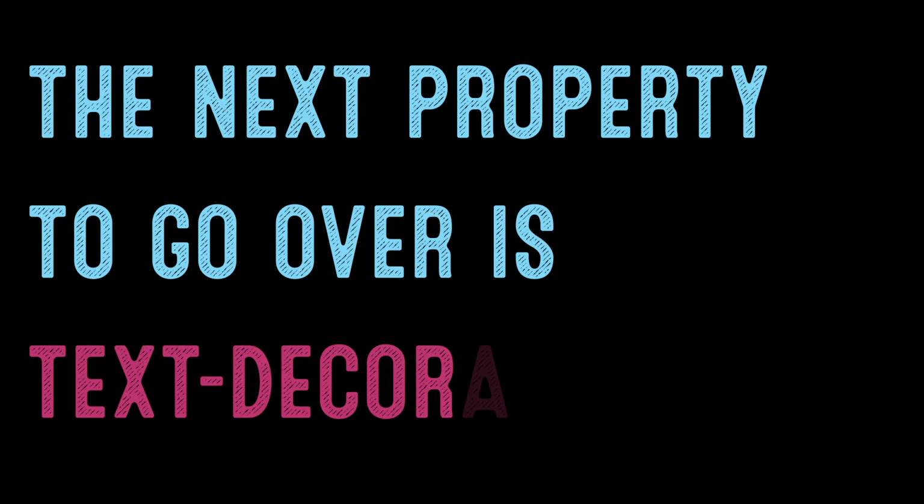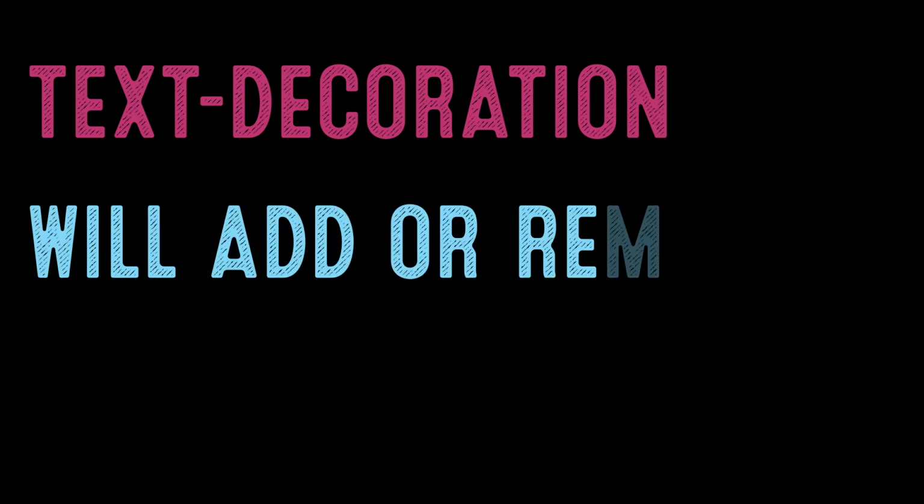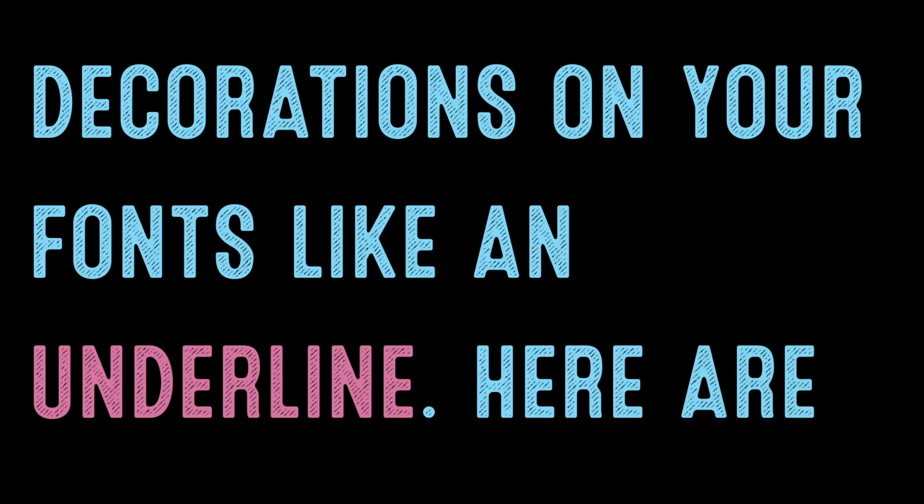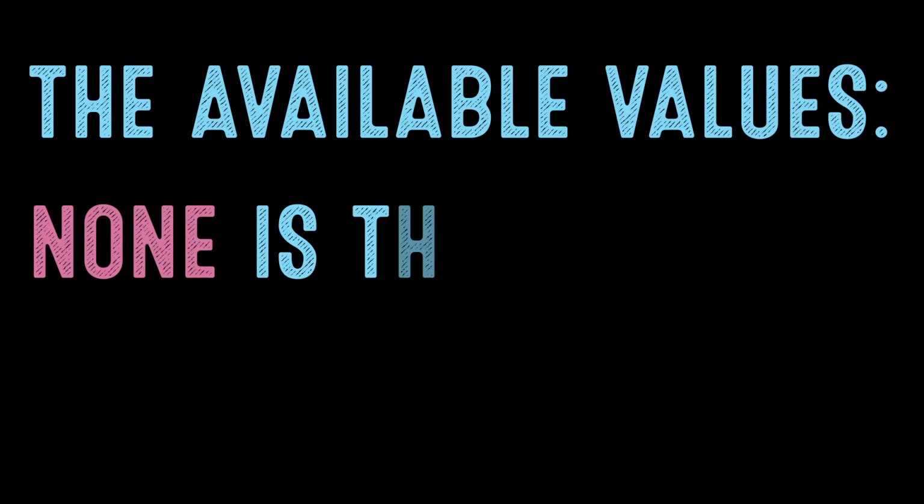The daily code snippet. The next property to go over is text decoration. Text decoration will add or remove available text decorations on your fonts, like an underline. Here are the available values.